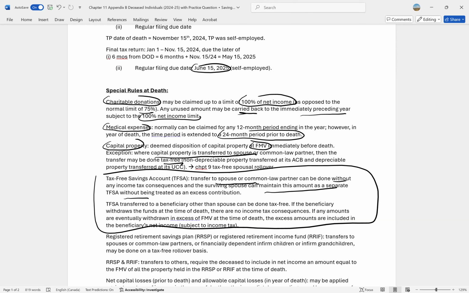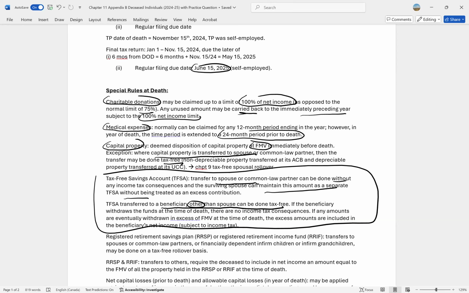Tax-free savings accounts can also be transferred tax-free to a beneficiary other than the spouse. So let's say the deceased does not have a spouse, or maybe they're a widow, and they want to transfer the tax-free savings account amount to their niece or nephew. The niece or nephew is a beneficiary. That can also be done tax-free.